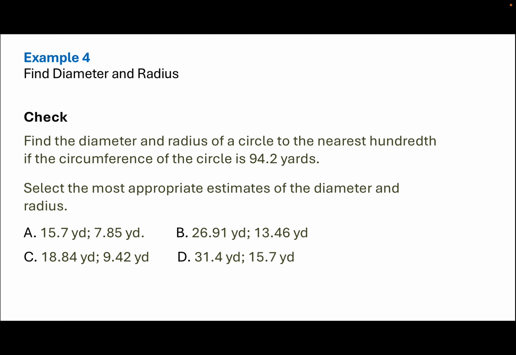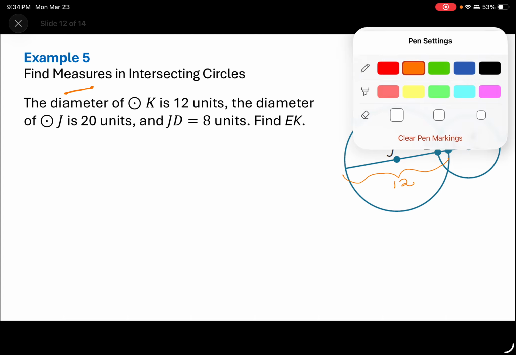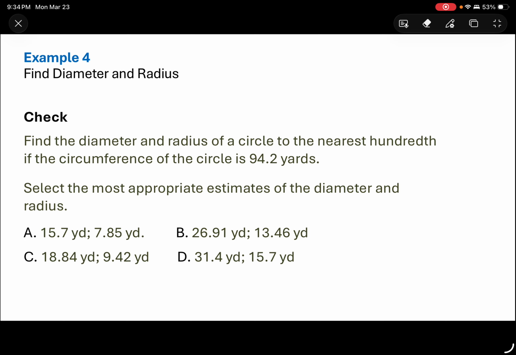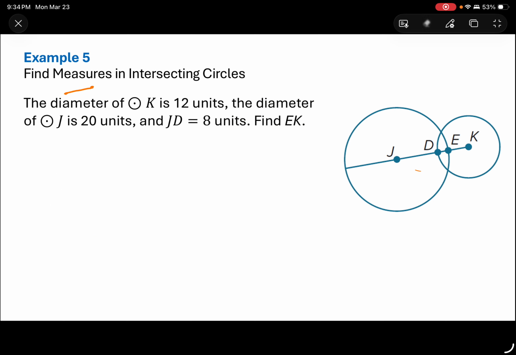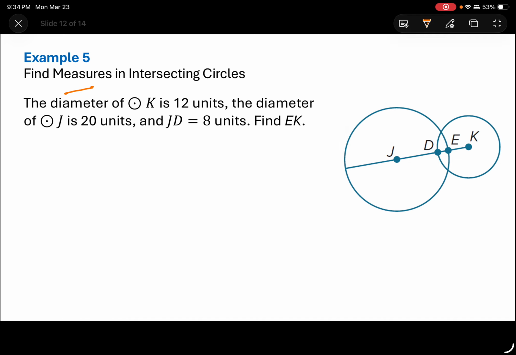Excuse me, I wrote it in the wrong spot. So let's get an eraser here. It was circle K, not circle J. Sorry, it's not erasing like it's supposed to. Okay, we want circle K to have a diameter of 12 units. So if the diameter of circle K is 12 units, then the radius of circle K has to be 6 units.